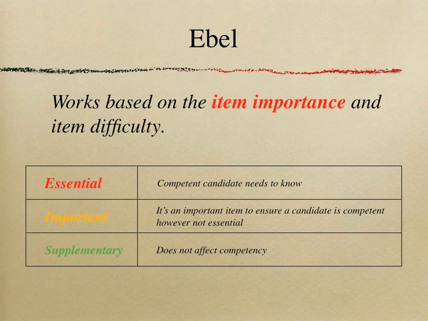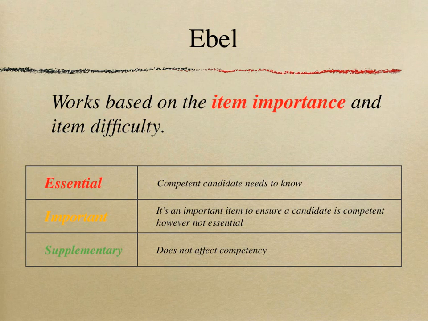If it's important, it means that generally it's an important item to ensure competency, but it's not necessary, and they can still do dentistry safely. And if it's supplementary, it means that it really doesn't affect competency. You will actually understand a little bit better if I show you some examples.